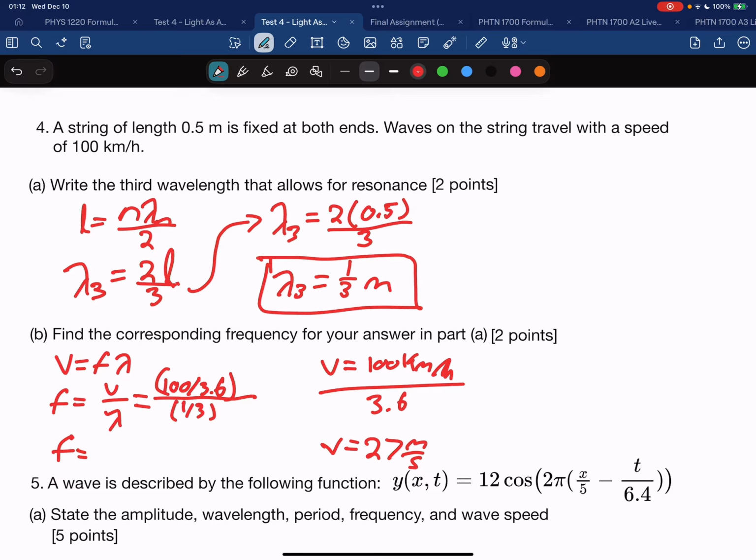And taking the wavelength from part A as well, so we have 100 divided by 3.6 on the top in brackets, and on the bottom we have just 1 divided by 3 in brackets, and all of that together you should get 83.3 repeated. Hertz is our unit there as well. Almost forgot. So that was everything for question 4.